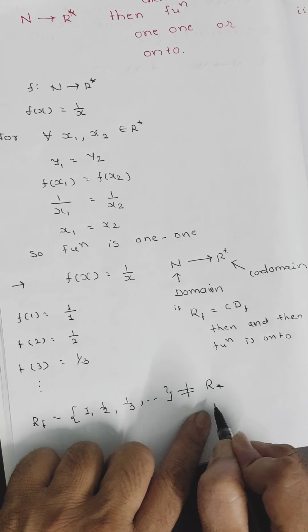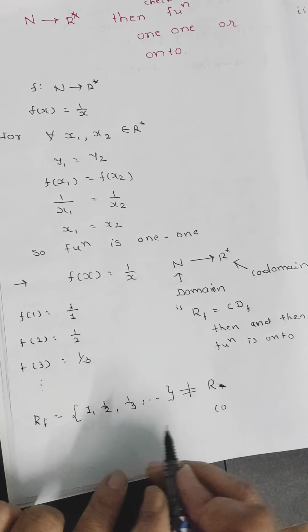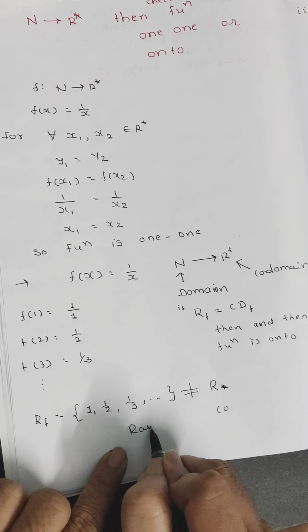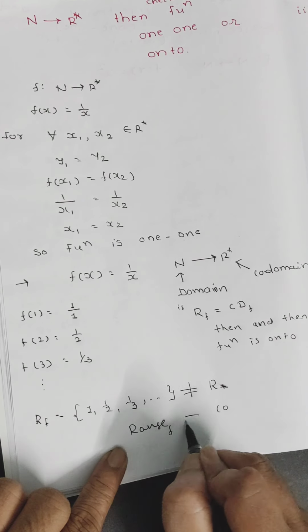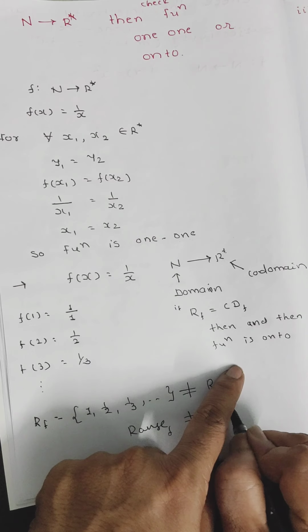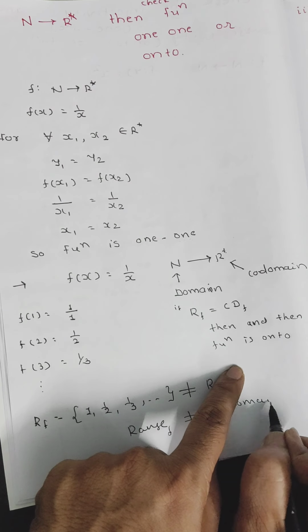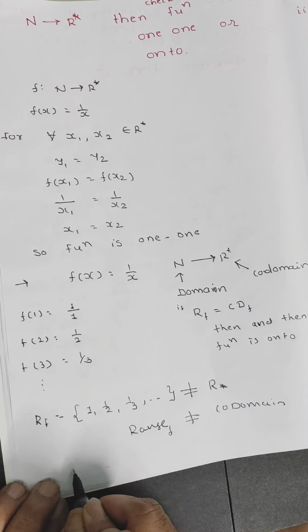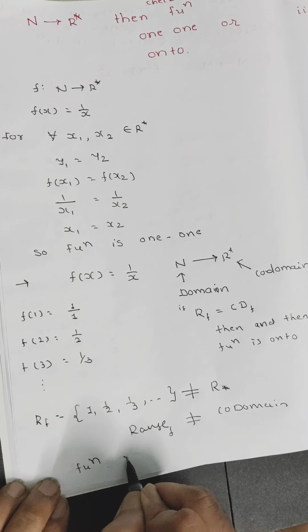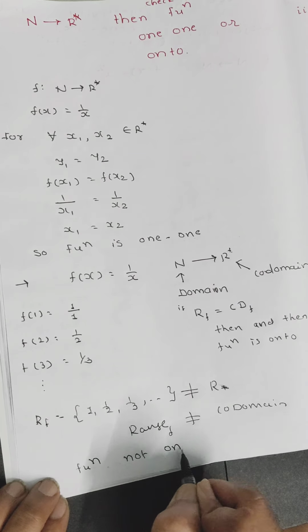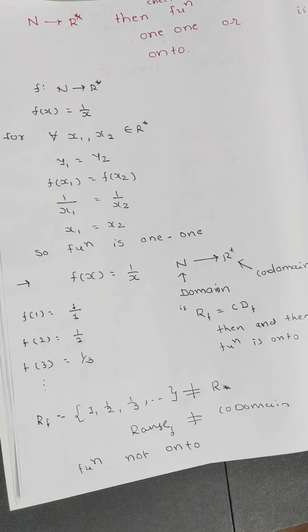R star means the range of the function is not equal to the codomain. So the function is not onto. So the function is not onto.